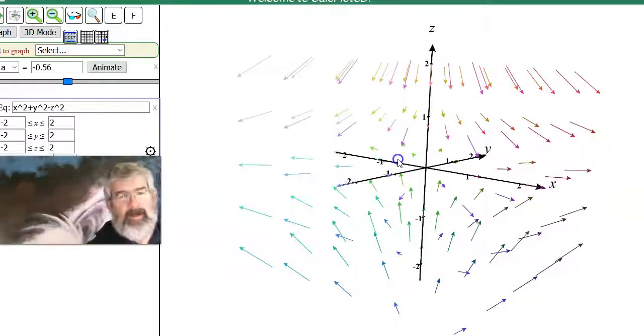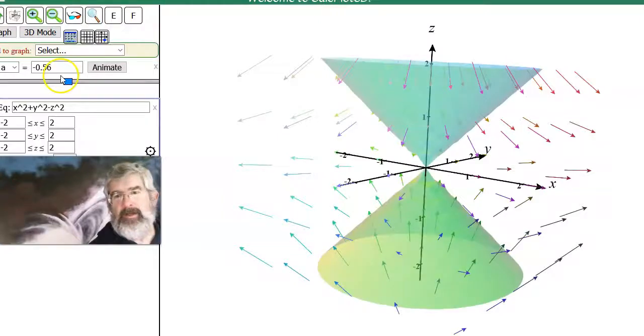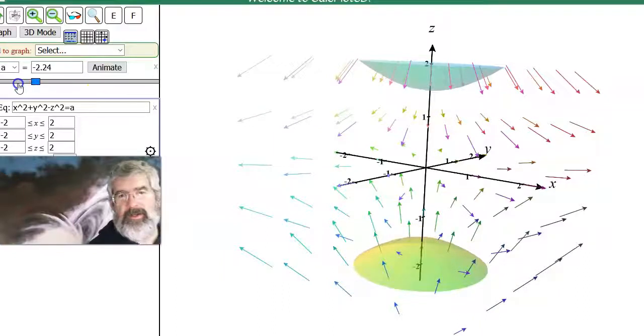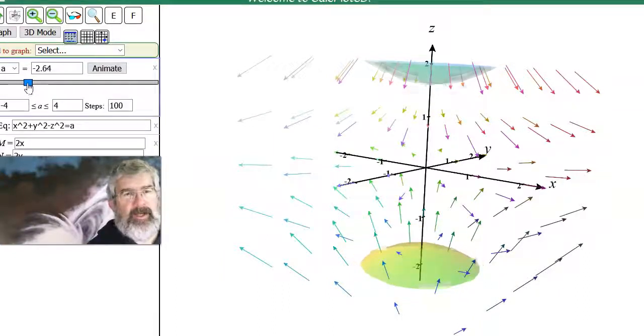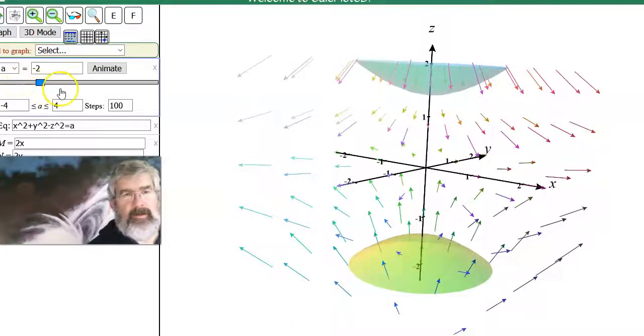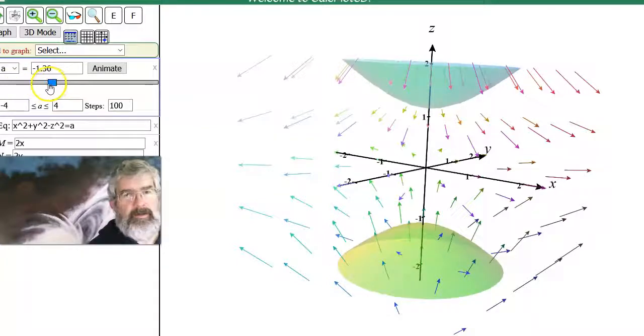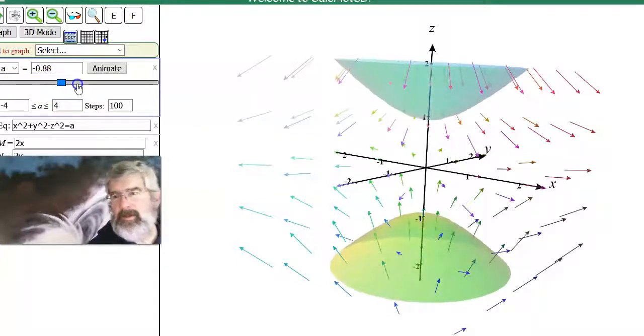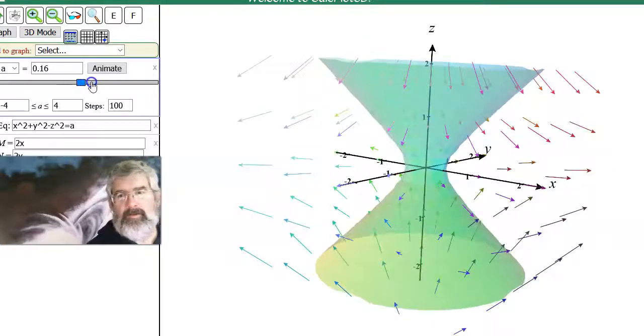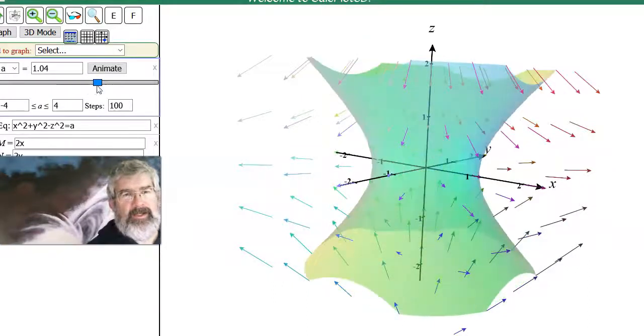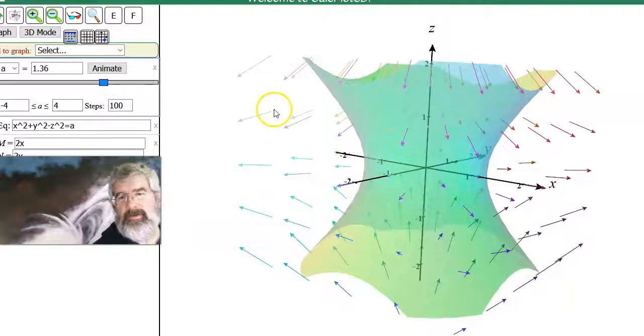Let's look at the level surfaces here. I think if I just do this, I can put the level surfaces in there. Now I've got the level surfaces in there, and you can see that for negative values of A, this is the hyperboloid of 2 sheets. Doesn't seem to want to work for me here. It's a little slow. For positive values of A, it's hyperboloids of 1 sheet. At 0, it was a cone.